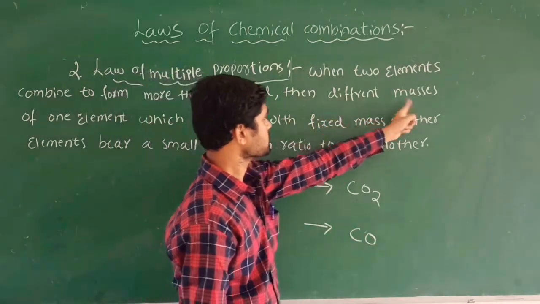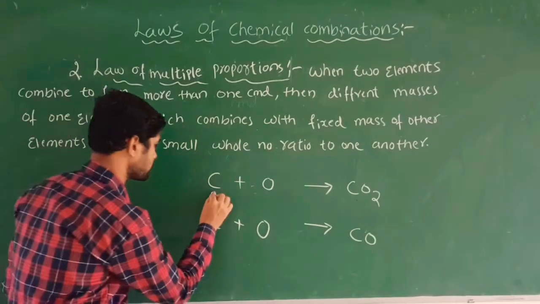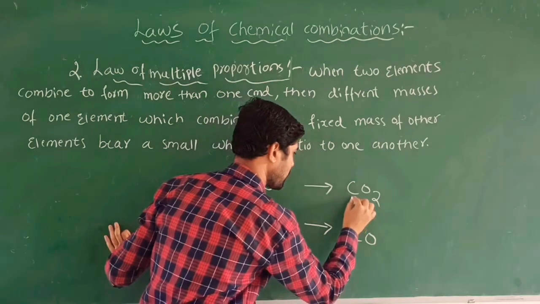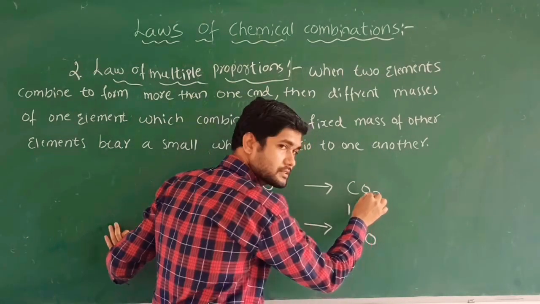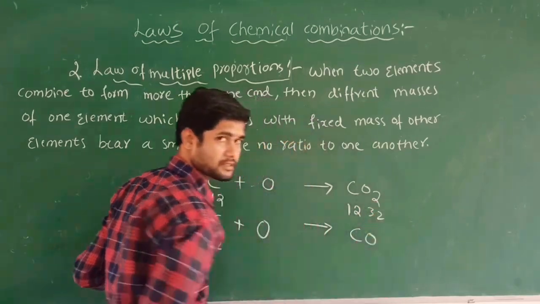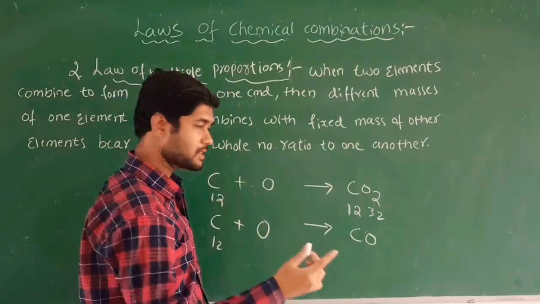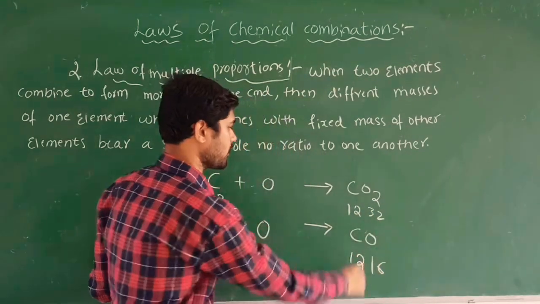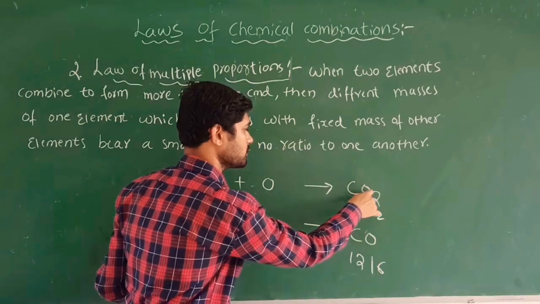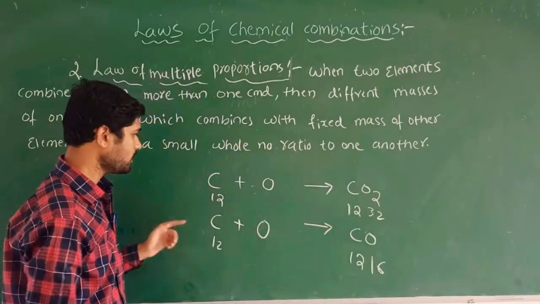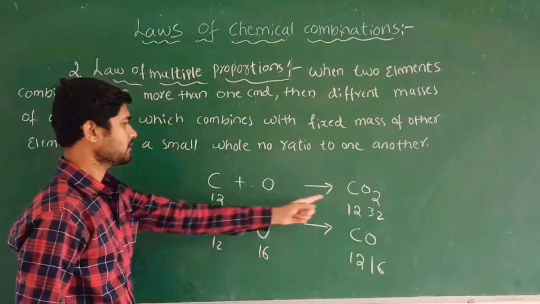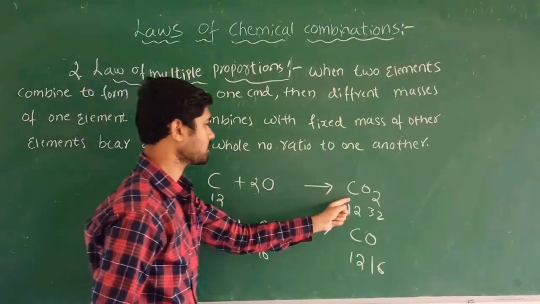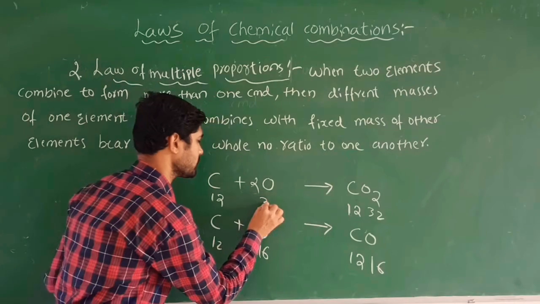Then different masses. First you see the masses. Carbon is 12 gram in both. Here oxygen is 32 gram, because the atomic mass of one oxygen is 16 and two will be 32, and here carbon is 12 and oxygen is 16. Two oxygens will be there on the product side, so I am going to balance this. Now it is balanced: one carbon, 2 oxygen, 2 oxygen, and here also 32.